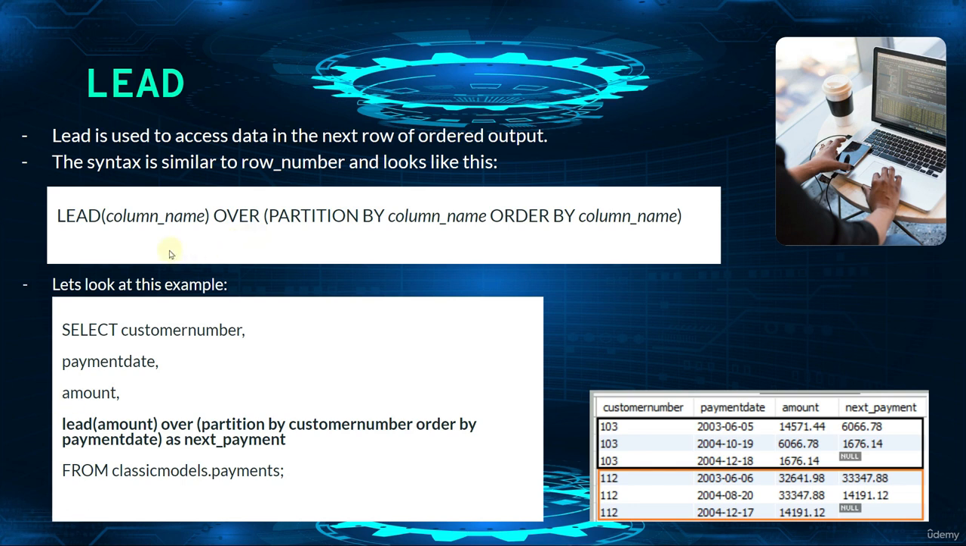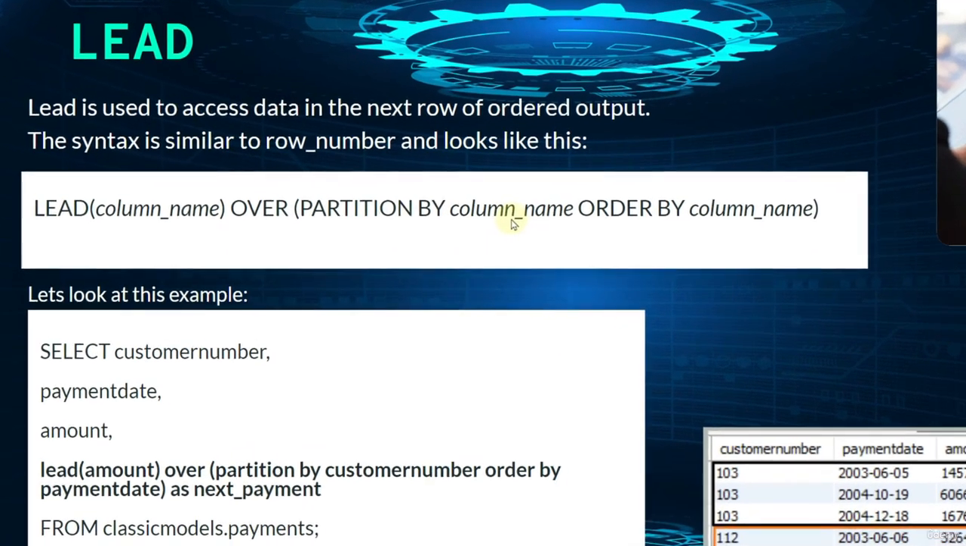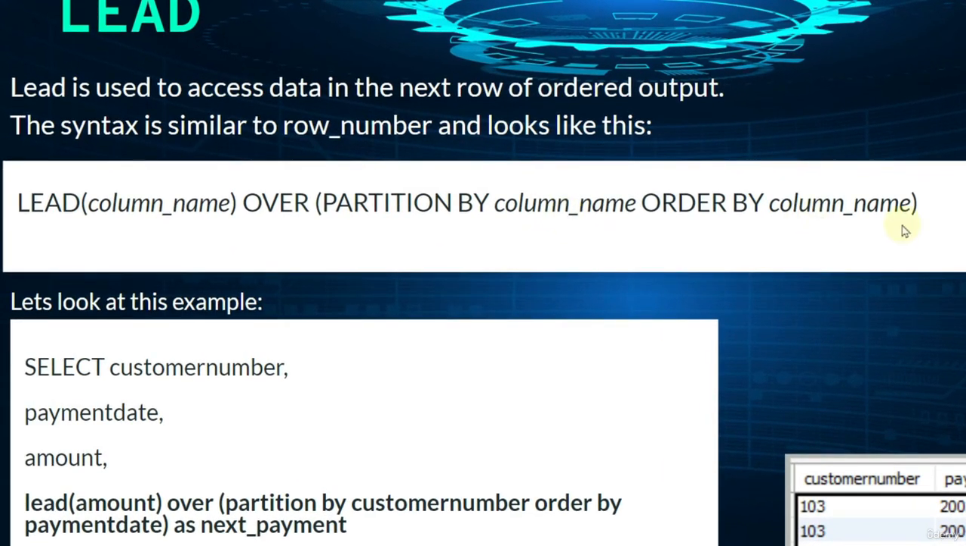It's very similar to row number, but rather than row number, we use lead and we insert the column name in brackets. And then the rest is very similar to row number, where it's over partitioned by the column that we are partitioning our result set by, and then we order by the column, which would usually be a date.